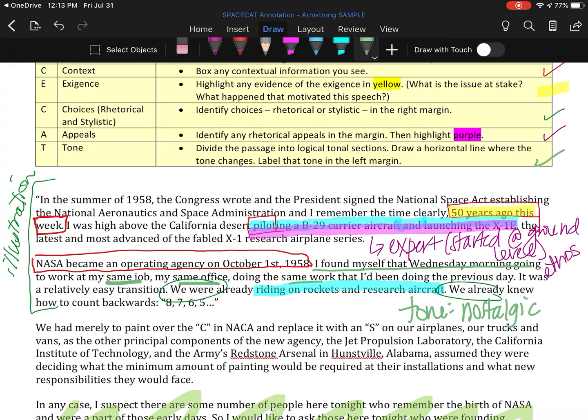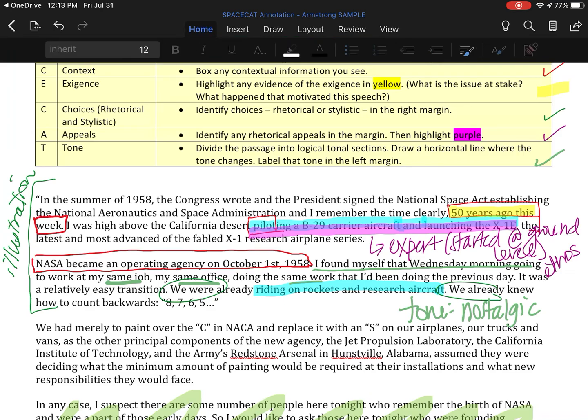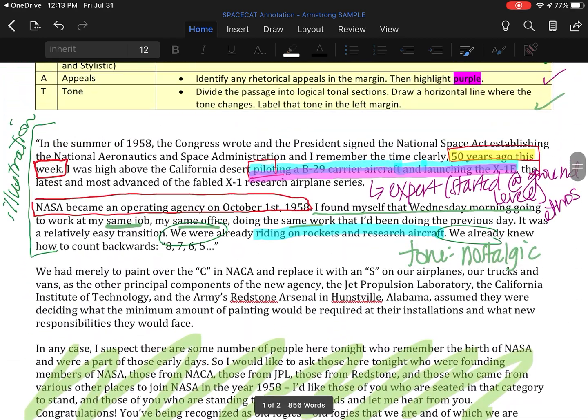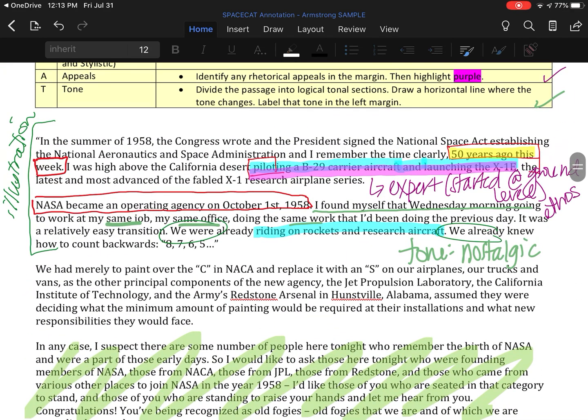So that is a SPACECAT annotation for only a few paragraphs. But this is a really thorough annotation for just two paragraphs. This type of marking then would continue through the rest of the passage. It might not be as dense as is shown right here, but that's the gist of it. Kind of, like I said, get a sense for the work as a whole, and then kind of go back and dive into those different aspects of SPACECAT.